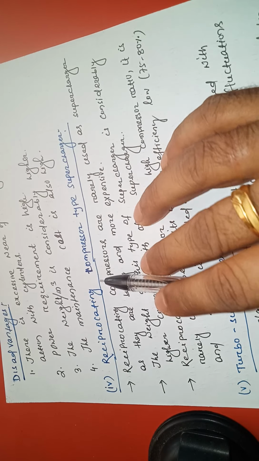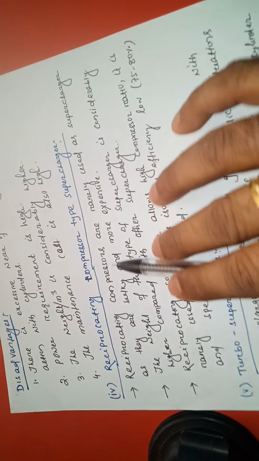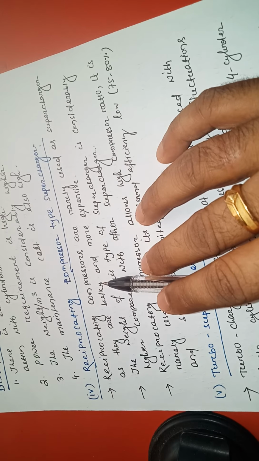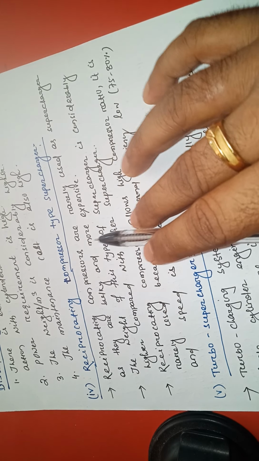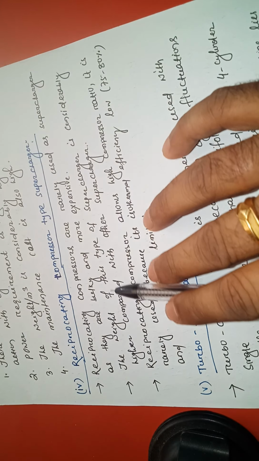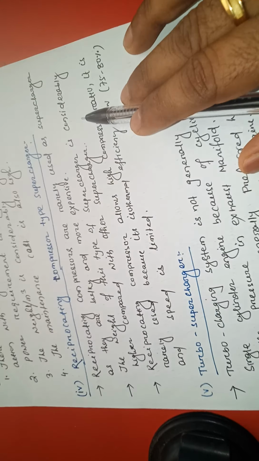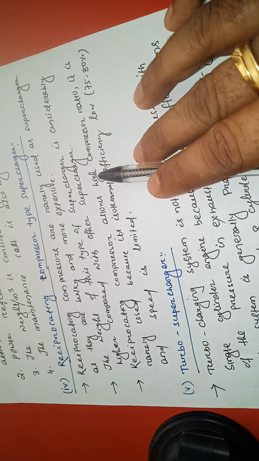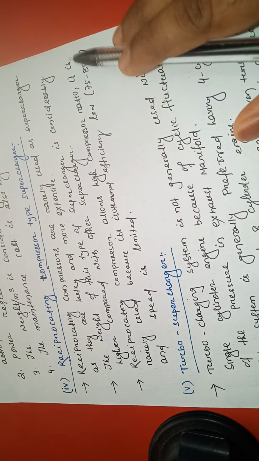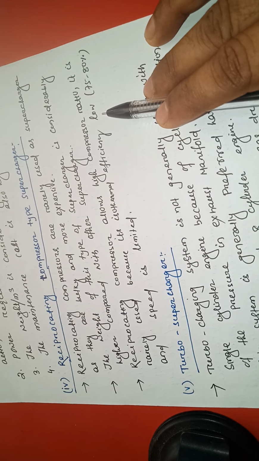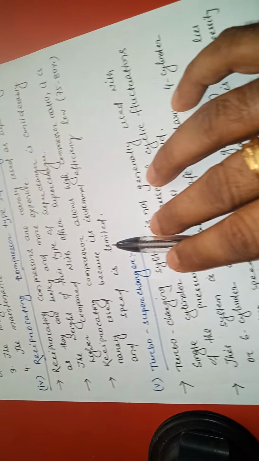Then the fourth one is the reciprocating compressor type supercharger. Reciprocating compressors are rarely used as a supercharger as they are bulky and more expensive. The weight of this type of supercharger is considerably higher compared with other superchargers. Reciprocating compressor allows high compression ratio. It is rarely used because its isothermal efficiency is low and speed is limited.